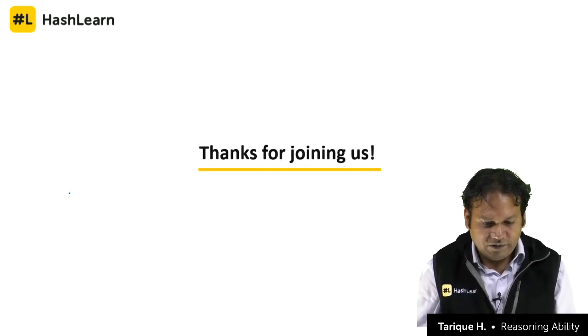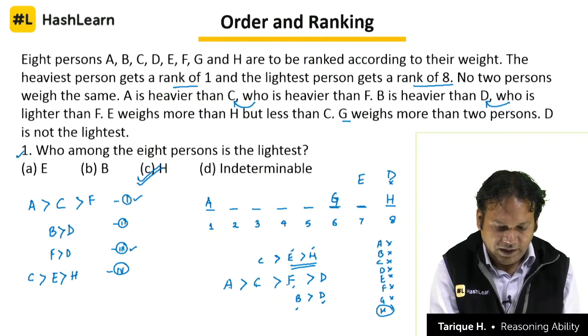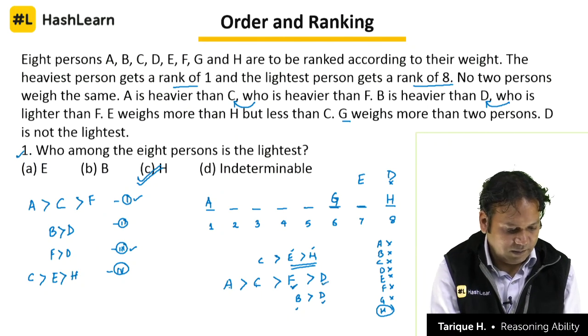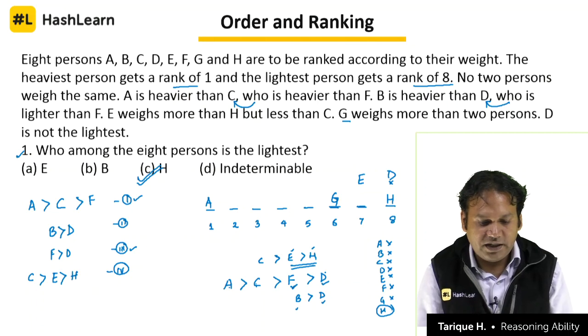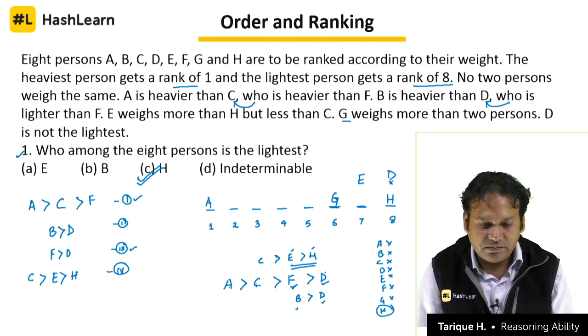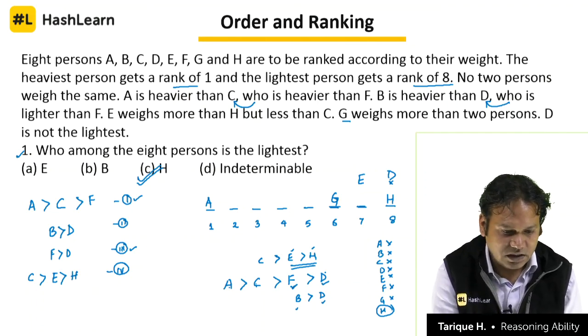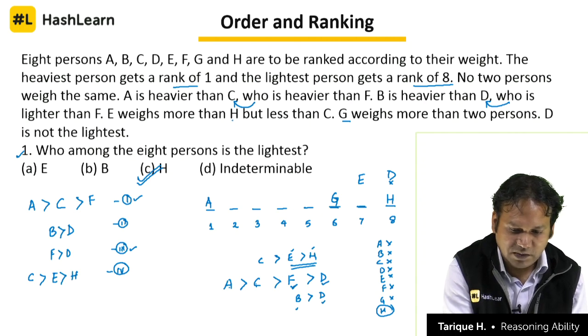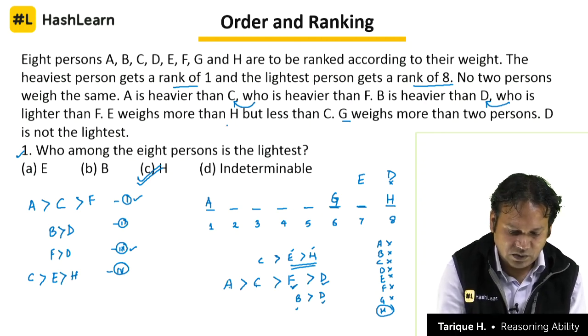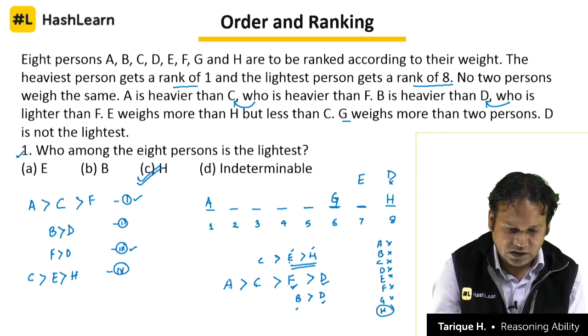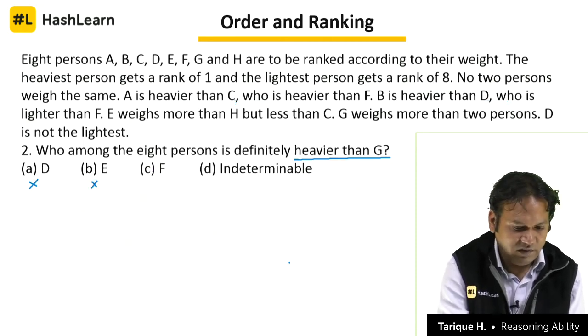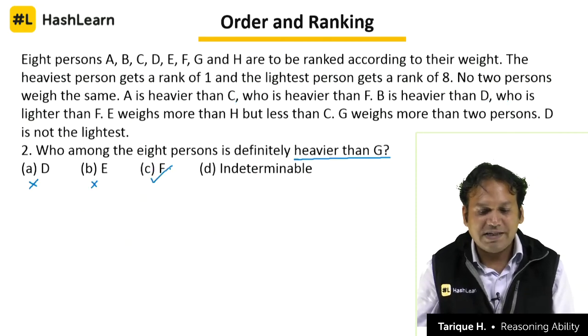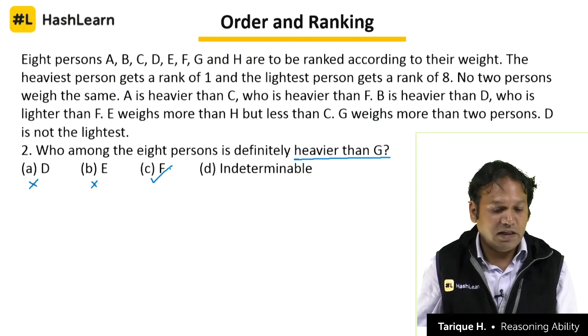And what about F? If you look at F, F is heavier than D, and E weighs more than H but less than C. So, yes, A, C, E, H should be there. So, the answer will become F. Who among them is definitely heavier than G? The answer will become F.